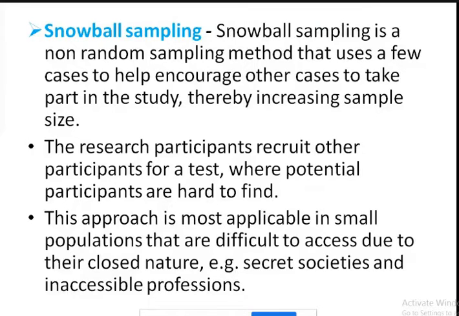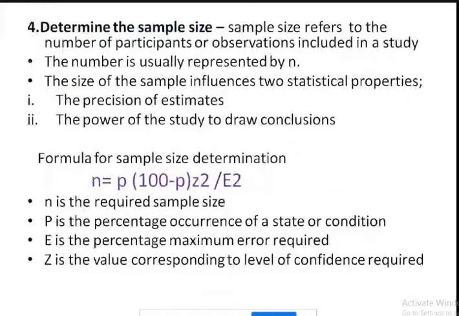The fourth step of the sampling process is to determine the sample size. Sample size refers to the number of participants or observations included in a study. The number is usually represented by n. The size of the sample is influenced by two properties. One is the precision of the estimate. The second one is the power. Power means the probability of finding a statistically significant result.